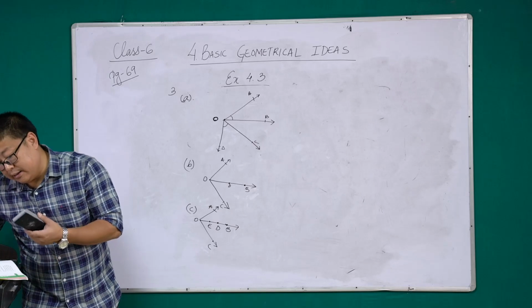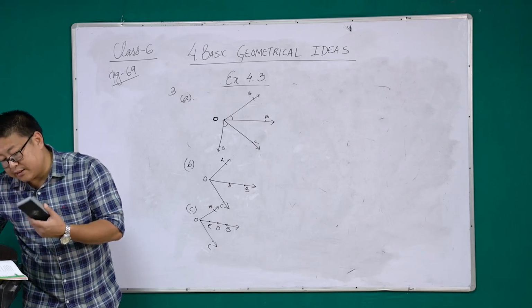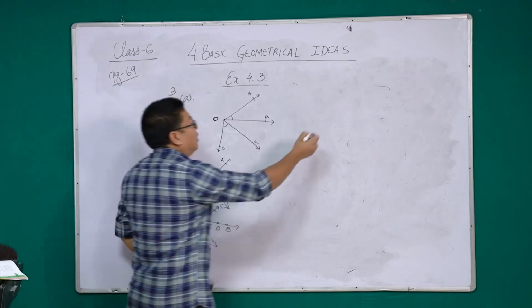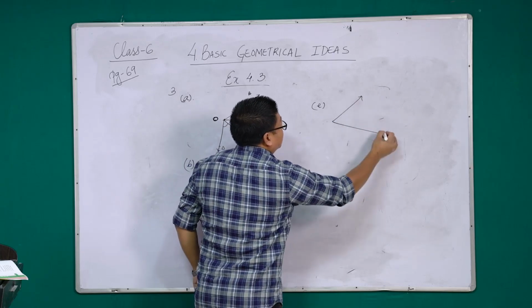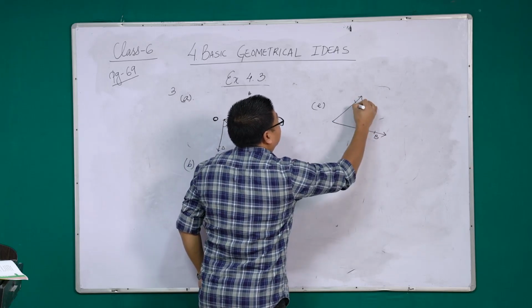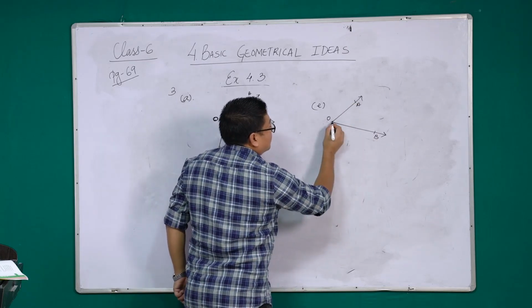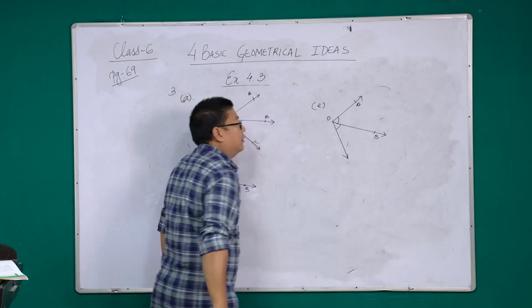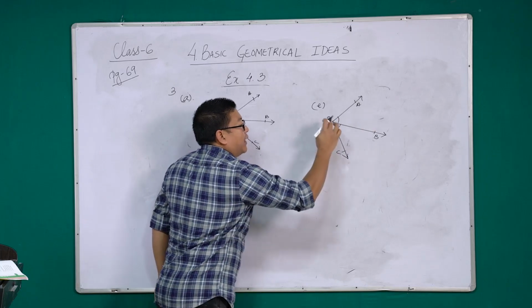And in the end, the last one: draw rough diagrams of two angles such that they have one ray in common. The first angle will be this. Let's mark it B, A, O. One ray common. Now we take this as the common ray and draw the other ray. So you have two angles with one common ray OP.